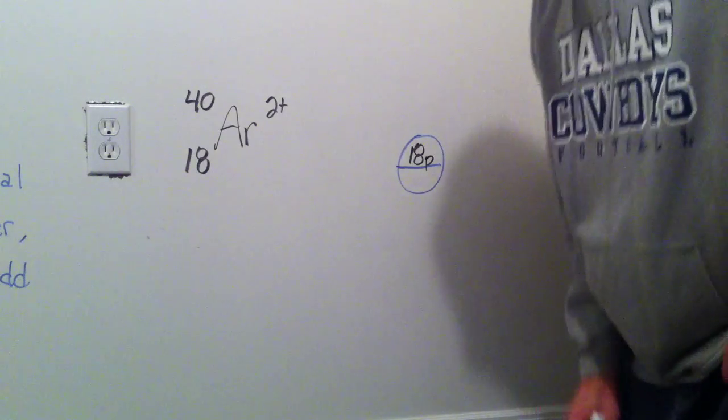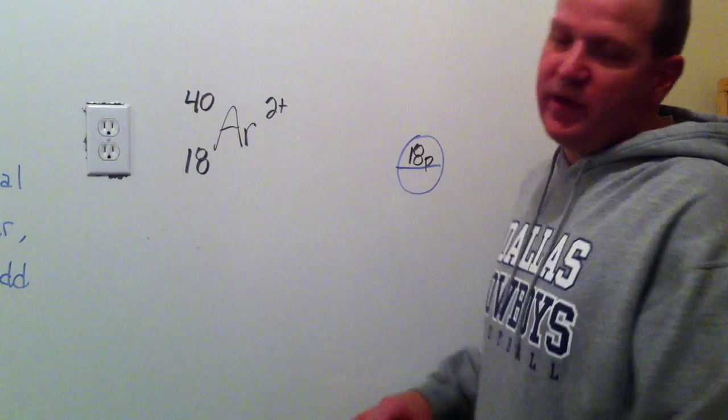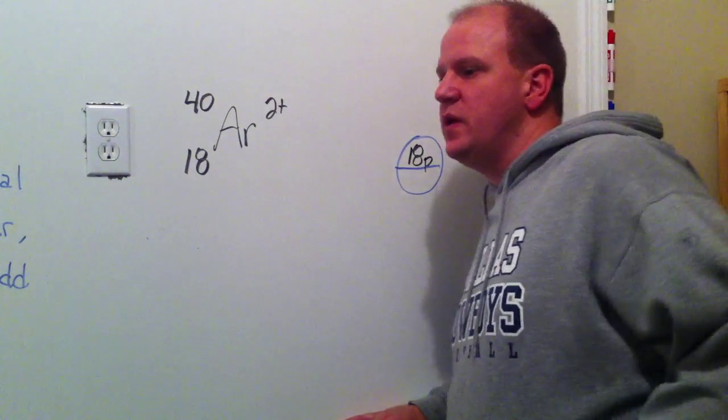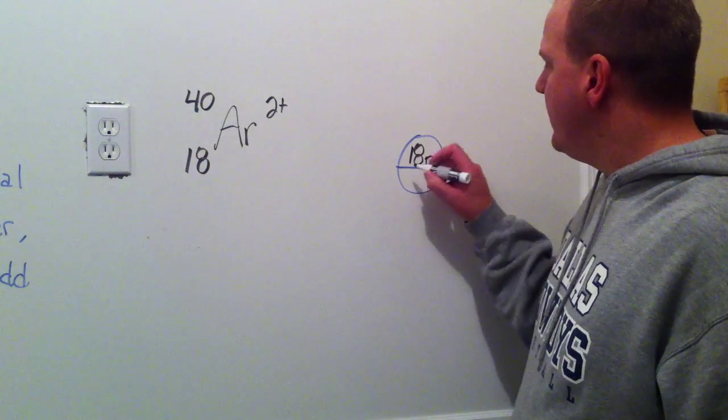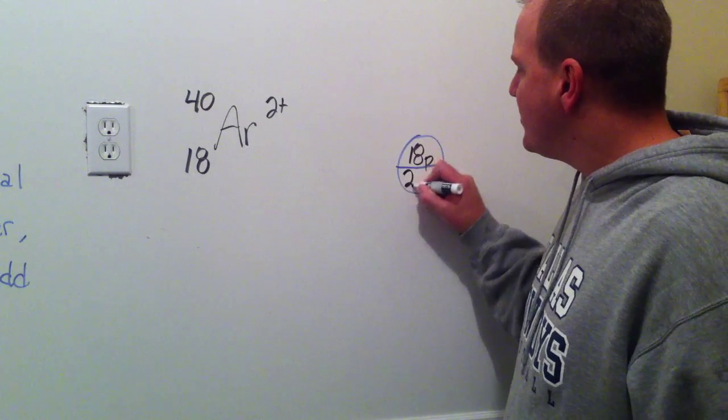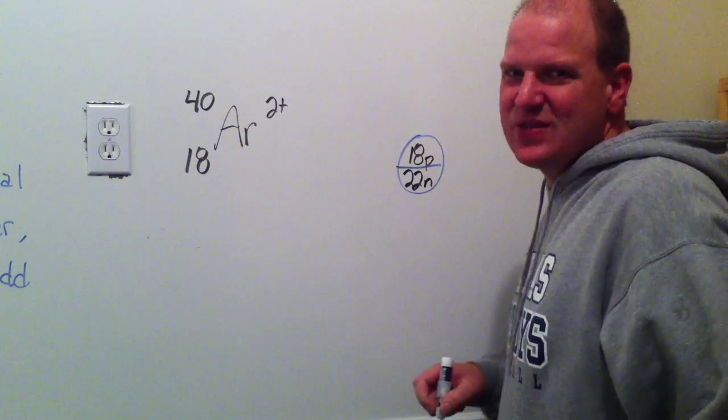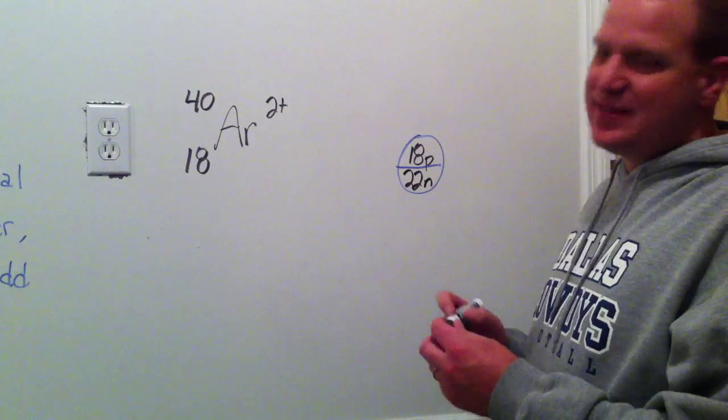Well, then I've got to solve for the number of neutrons. Well, the number of neutrons is going to be the atomic mass minus the atomic number. 40 minus 18. 22 neutrons. So there we have 22 neutrons. I put 22 inside that nucleus.